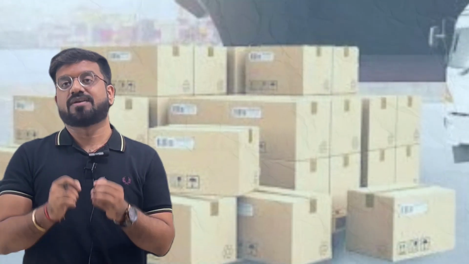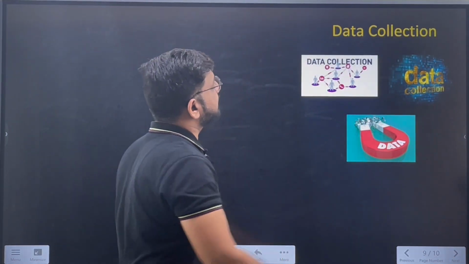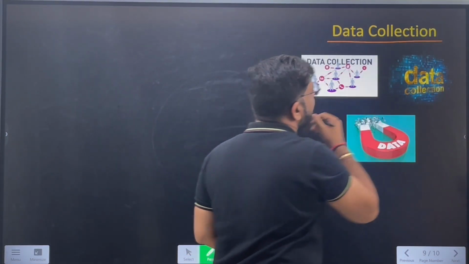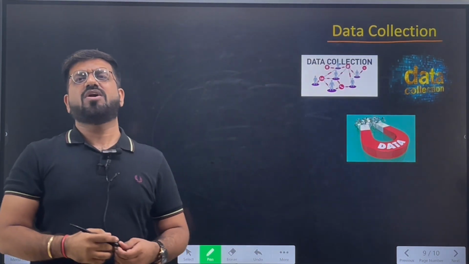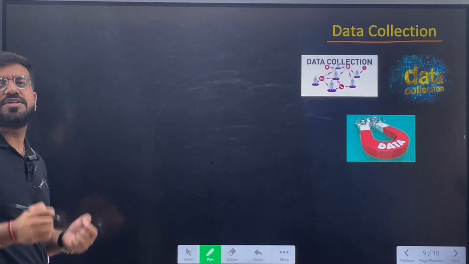So environmental accounting is also the utmost important part nowadays, which is helping the countries and the companies to grow further and to produce more goods with the natural resources. Okay, next is the data collection. Earlier, data collection was not that important, but nowadays data collection is very much important.